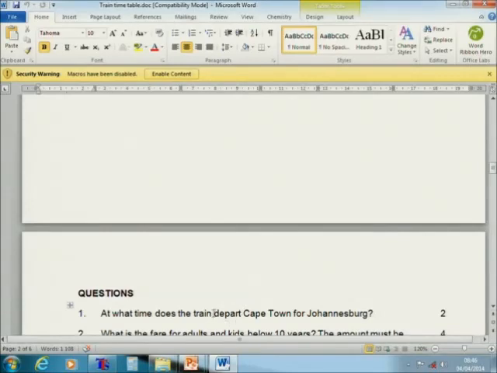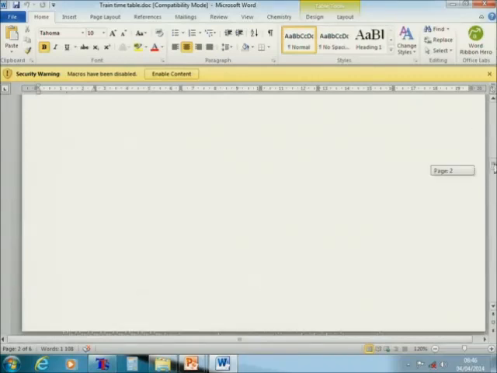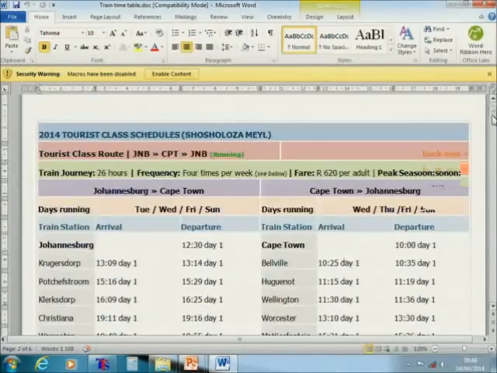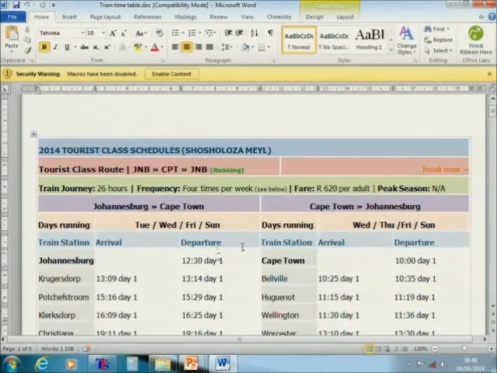Just concentrate on the question. Before you can attempt to answer any of the questions, read the question thoroughly. At what time does the train depart Cape Town for Johannesburg? When we look at our schedule, most of the learners will make a mistake of not going back to their time schedule and reading it thoroughly. It said from Cape Town to Johannesburg, not from Johannesburg to Cape Town. So meaning the answer will be 10 o'clock, which is this one.